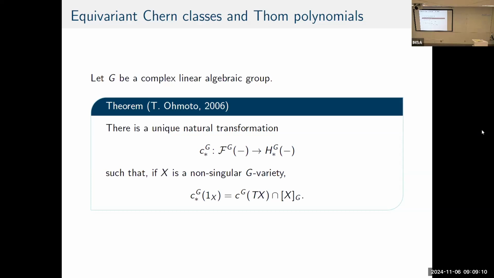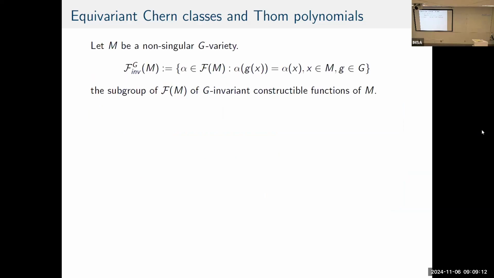Okay, so now to switch to the world of Thom polynomials, we need to consider a subgroup of constructible functions that are G-invariant. This set is defined in such a way, and this will finally be related with these stable types. So some invariance is needed to then switch to Thom polynomials, and now the transformation that appeared before can be restricted to this subgroup.